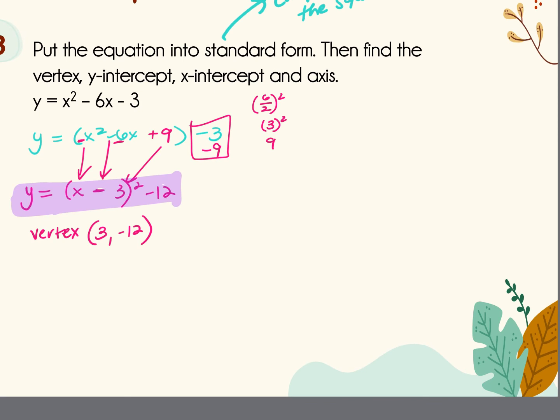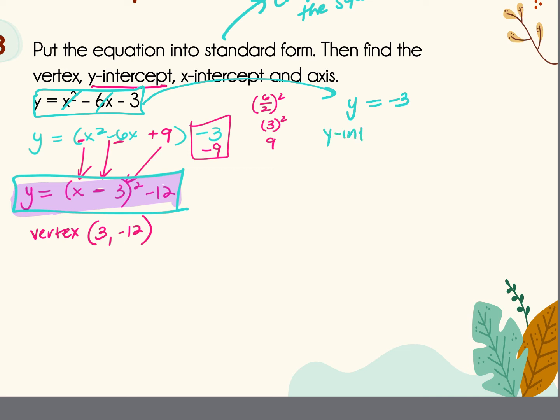Then I want to find the y-intercept. So I'm going to make x 0. I can either do it here or I can do it here. What's the perk of the first one? It just cancels right out, right? So always go from here to find the y-intercept. Y would equal 0, 0, -3. So I've got vertex, I've got y-intercept.